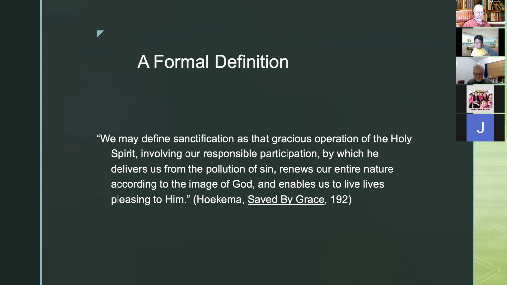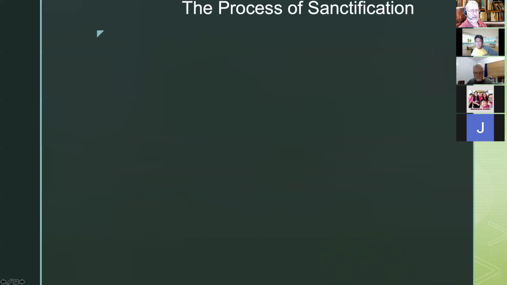We may define sanctification as that gracious operation of the Holy Spirit involving our responsible participation by which he delivers us from the pollution of sin, renews our entire nature according to the image of God, and enables us to live lives pleasing to him. Okay, pretty good definition. Let's look at a diagram because I think it helps.